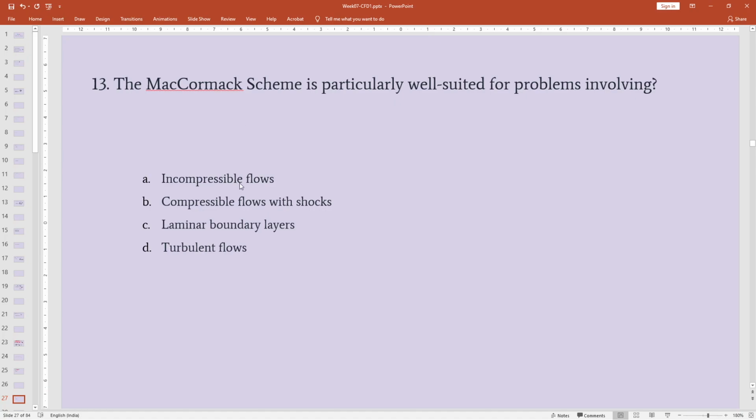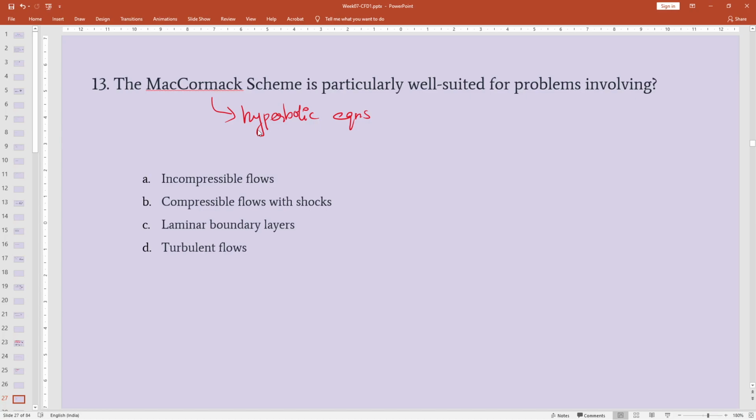So again, this is a simple question actually. We have already discussed that the McCormack scheme is used for hyperbolic equations. Hyperbolic equations are mainly wave equation kind of things. Also, in hyperbolic equations, we can also model shock waves.